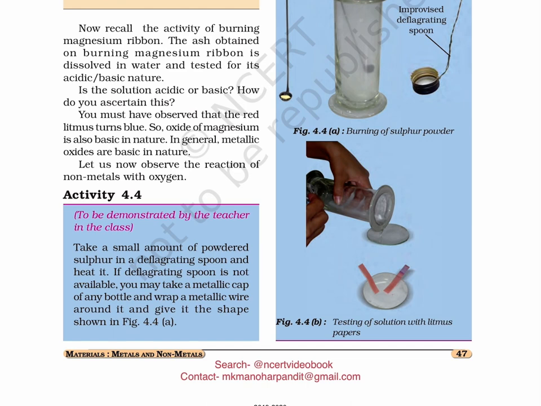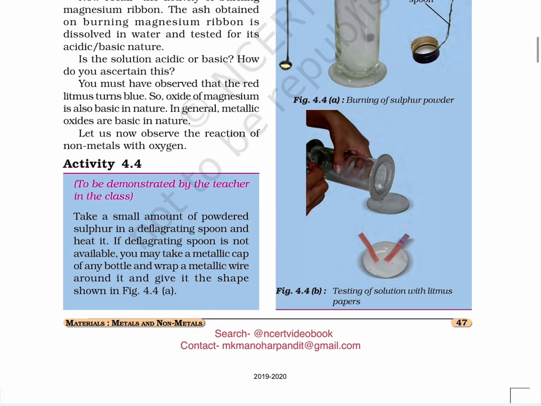Let us now observe the reaction of nonmetals with oxygen. Activity 4.4. To be demonstrated by the teacher in the class. Take a small amount of powdered sulfur in a deflagrating spoon and heat it. If deflagrating spoon is not available, you may take a metallic cap of any bottle and wrap a metallic wire around it and give it the shape shown in figure 4.4a.